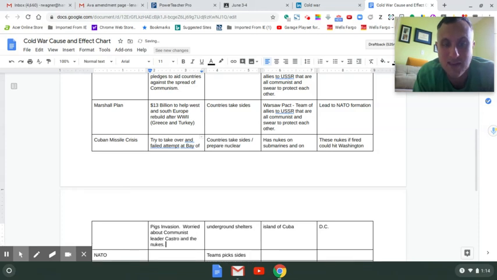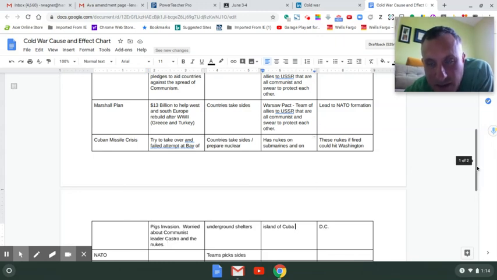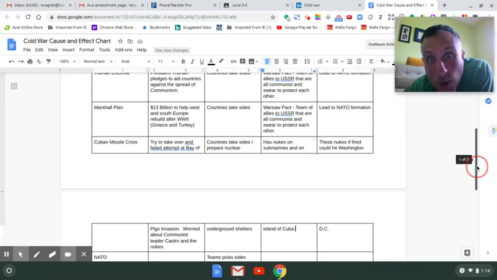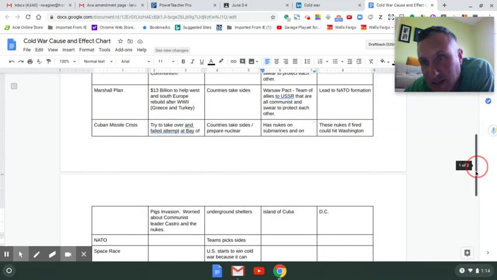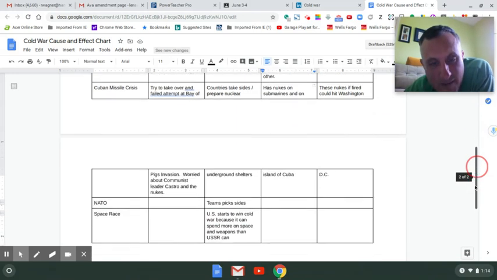Because if they're communists, then they might let the other communists, Russia, keep their nukes there and be able to fire them. Countries take sides and prepare nuclear underground shelters. Russia has nukes and submarines on the island of Cuba, supposedly. These nukes, if fired, could hit Washington, D.C. That's the closest we ever came to like game over. Unless you mutate, you're basically all blown up or can't breathe right. Fun.